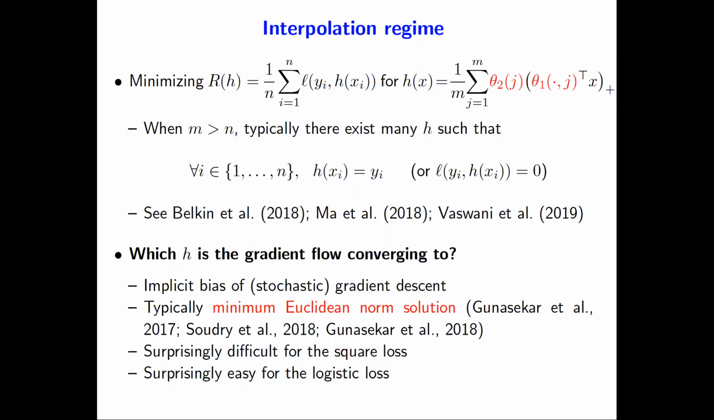But a key contribution of Gunasekar and colleagues is that if you go to the logistic loss, for classification, then this becomes quite easy. You can characterize precisely what you converge to. This is what I'm going to do now. So now I'm going to move to classification and take a step back by just looking at linear models and describing what Gunasekar and colleagues have done.